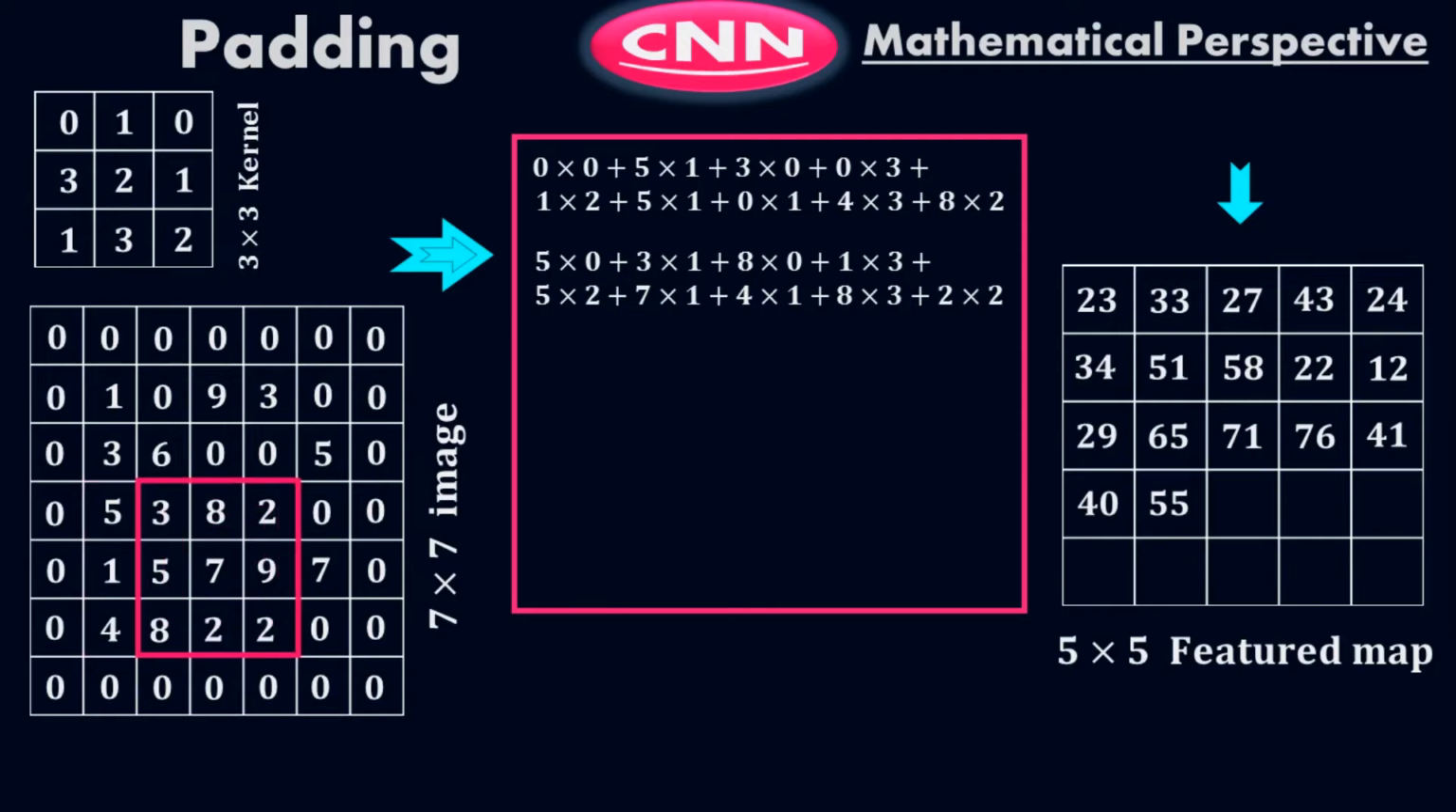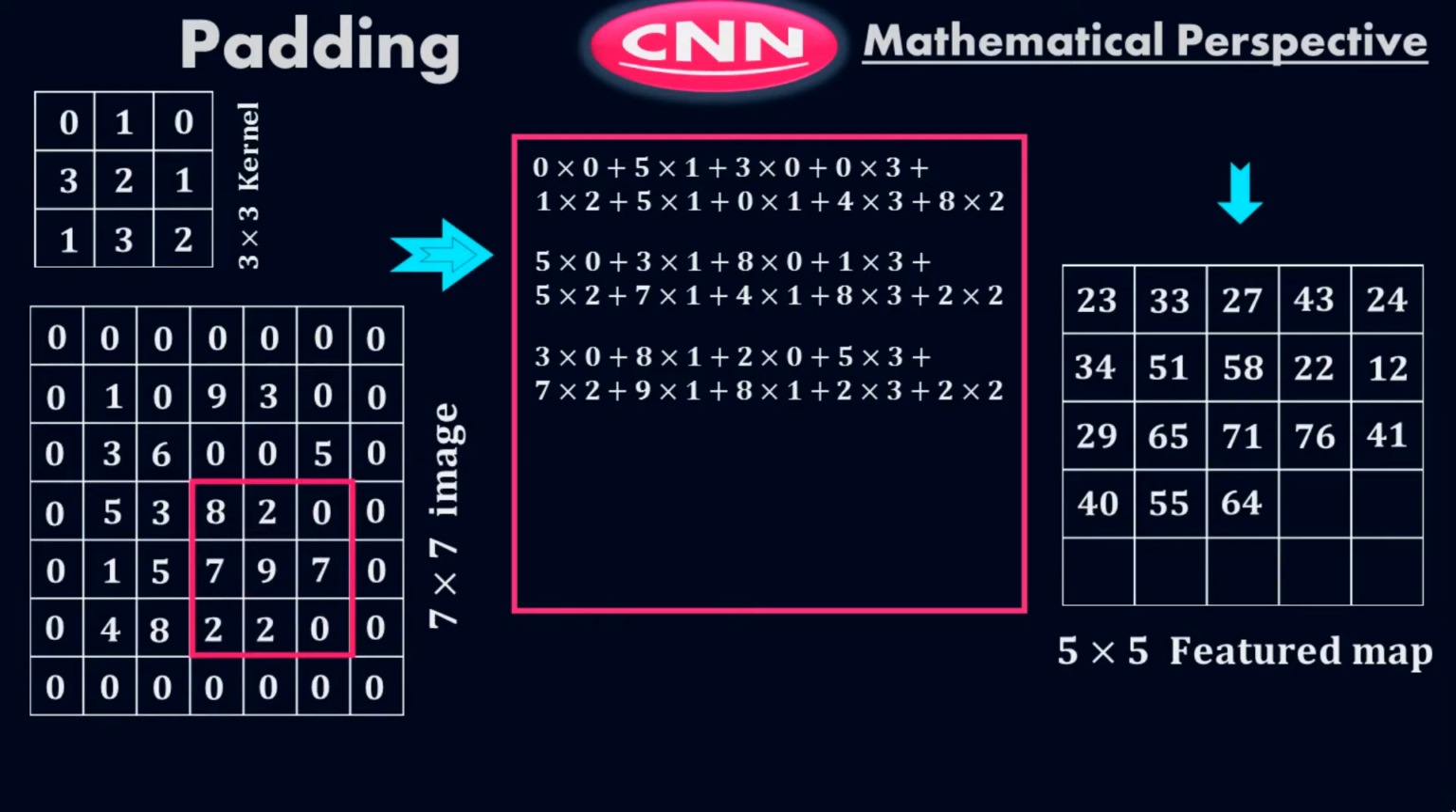Take this product with the kernel. You will get 64. Look, 3 times 0 plus 8 times 1 plus 2 times 0 plus 5 times 3 plus 7 times 2 plus 9 times 1 plus 8 times 1 plus 2 times 3 plus 2 times 2. It equals 64. Then leave the third column and pick this 3 by 3 matrix.